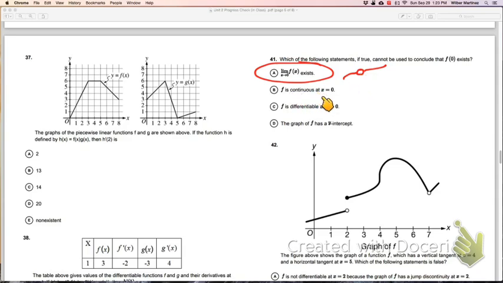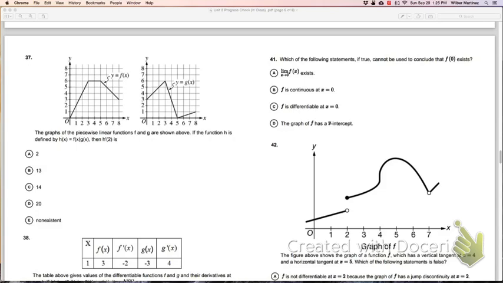This one has to be true because remember, this has to be where you can draw the entire thing without ever lifting your pencil off the paper. So if there were a hole in the graph, it better be filled in by a point if it's continuous. Same thing if it's differentiable. If it's differentiable, it has to be continuous. Therefore, the limit has to exist and the function has to exist, and they have to be equal. And then last but not least, the graph of f has a y-intercept. If a function has a y-intercept anywhere on the y-axis, automatically it's 0, comma, some number. Therefore, f of 0 has to exist because the y-intercept is what f of 0 is equal to. So the only one that can't prove that the function exists is if the limit is existing.